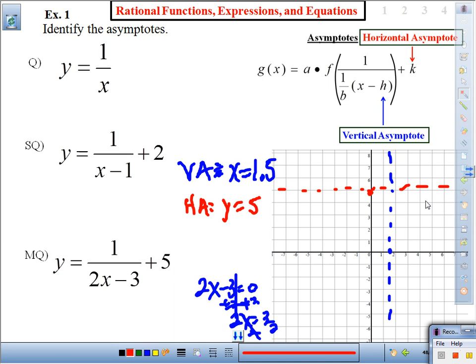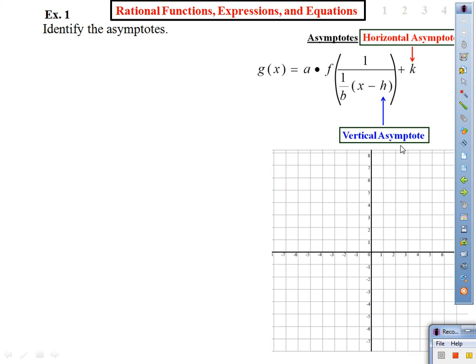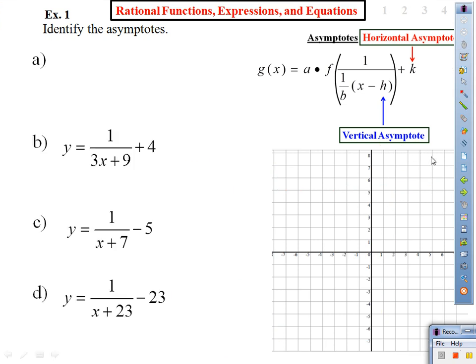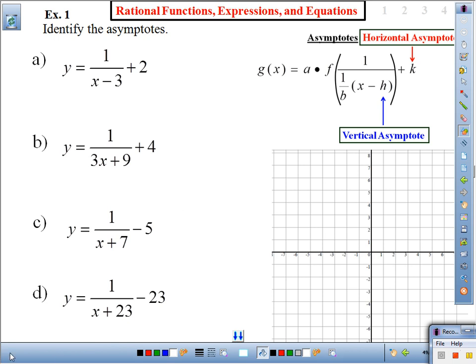Let's see how you do identifying asymptotes. Copy these. I want you to do the example, and not on the graph paper. Do it on paper first right now. We still haven't gotten to the graphing part. I want you to do example 1A and B. Let's see how you do. Copy that and go. You've got 45 seconds.